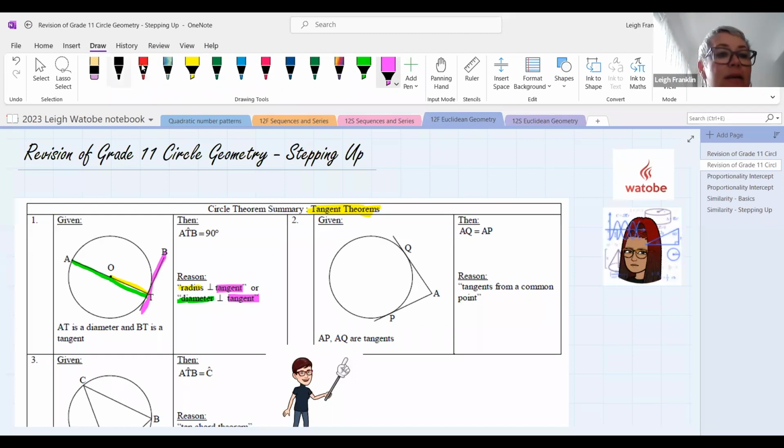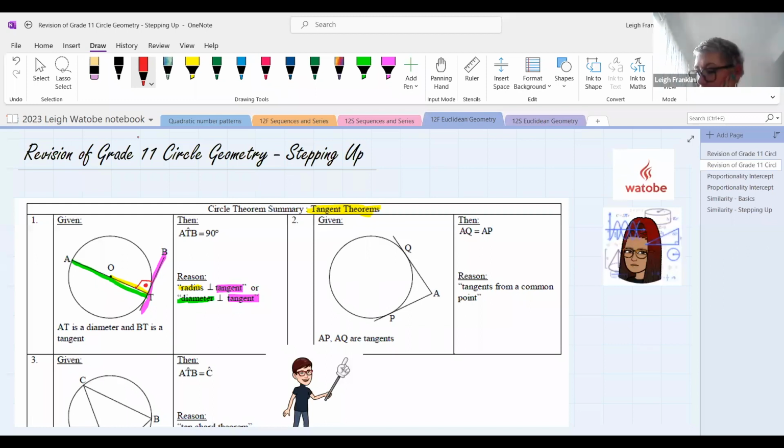It means that the diameter or the radius will be perpendicular to your tangent. Okay, so we would either use radius perpendicular to tangent, or we would use the reason diameter perpendicular to tangent, in order to prove that this angle over here at T is equal to 90 degrees.